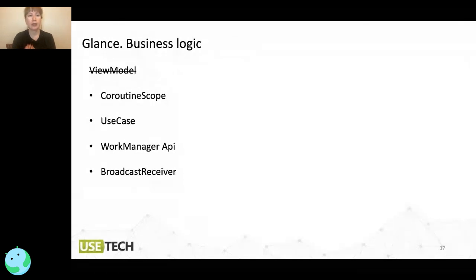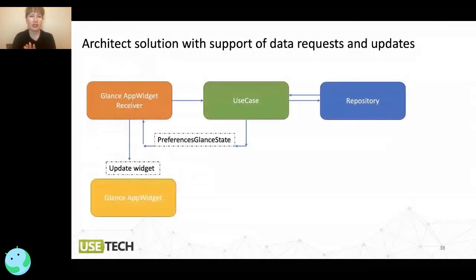To work with complicated business logic, we could use coroutine scopes, use cases, and of course the Work Manager API, as the main and recommended API to do some kind of background work, especially with modern APIs such as Glance composable widgets. Everyone remembers, I hope, that on Android 12, foreground services in the background are not working. And of course, we are still using a broadcast receiver to listen to different events.